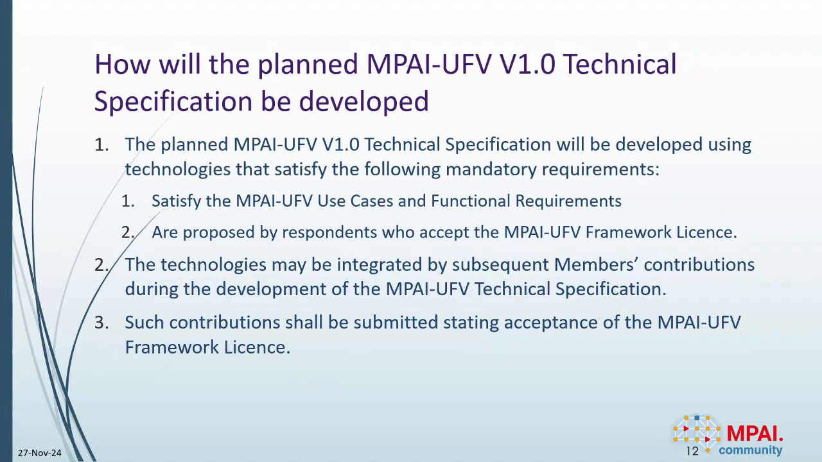So how are we going to develop this technical specifications? We will use the technology that satisfies the following mandatory requirement. They satisfy use cases and functional requirement and are proposed by respondent to accept the MPAI UFV framework license. The technology may be integrated by subsequent members' contribution. Like I said, it's not one shot. There will be a collaborative development. During development and during interaction, there will be new ideas and people may develop. And again, we expect that this contribution to be submitted, stating acceptance of the framework license.